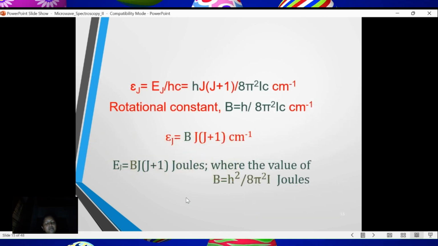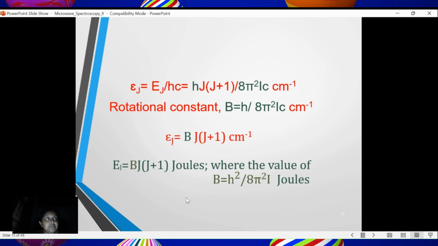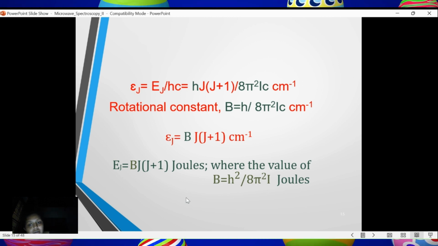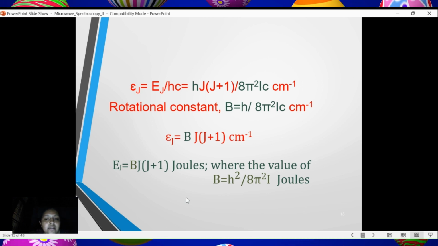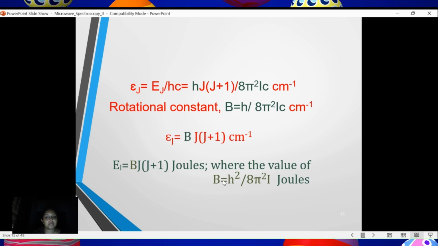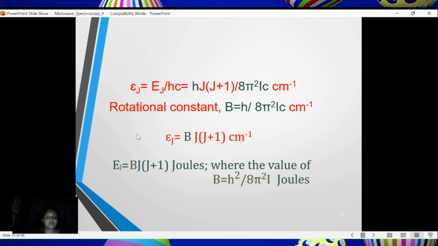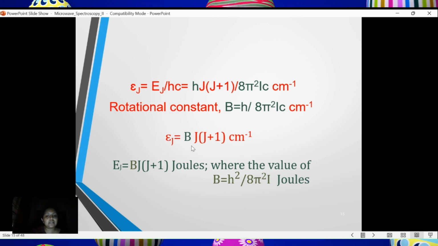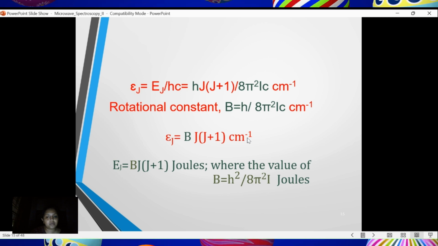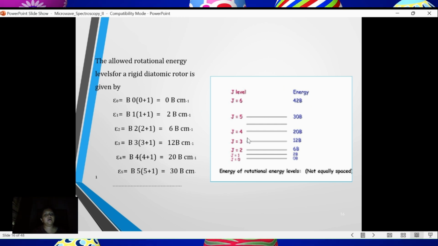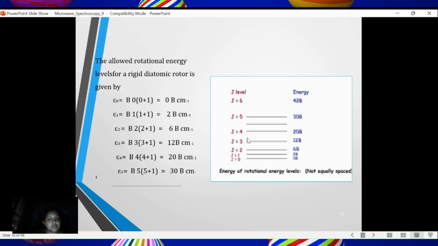So this particular equation can be converted into the centimeter inverse unit. Then we have to divide it by hc. So the equation will be equal to h by 8 pi square I c into j into j plus 1 centimeter inverse. And this particular constant h by 8 pi square I c centimeter inverse is known as the rotational constant B. So epsilon j, which is the rotational energy level, is given by B into j into j plus 1 centimeter inverse. Okay. So these are the allowed rotational energy levels for a rigid rotor molecule.